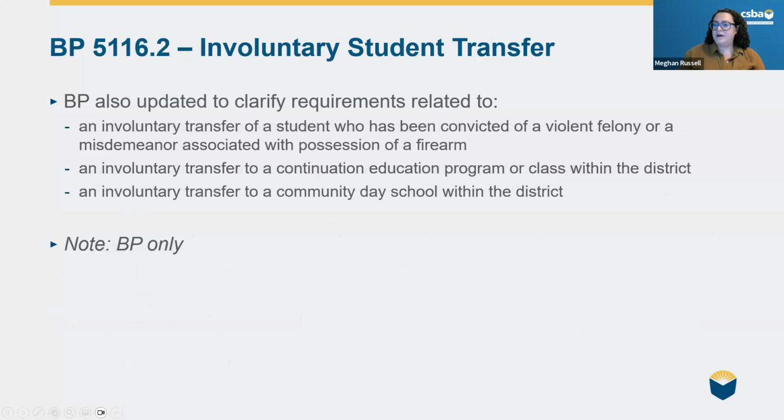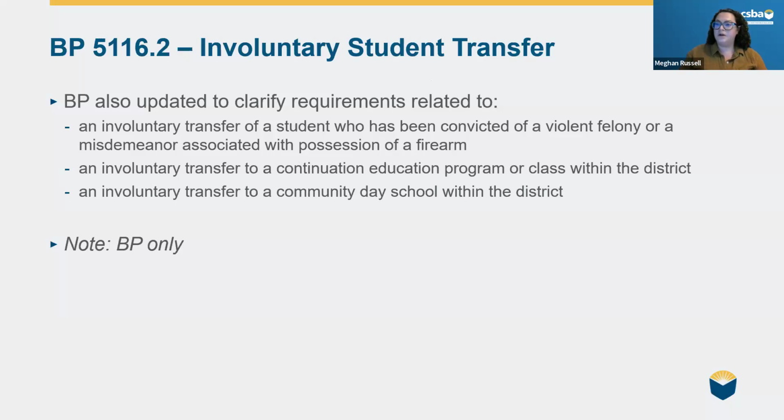The policy was also updated to clarify requirements related to the involuntary transfer of a student who has been convicted of a violent felony or a misdemeanor associated with possession of a firearm, transfer to a continuation education program or class within the district, and transfer to a community day school. And again, these are both within the district. And I think it's also important to note that this policy is only a board policy. There is no administrative regulation. So all of these edits were made to this board policy 5116.2.